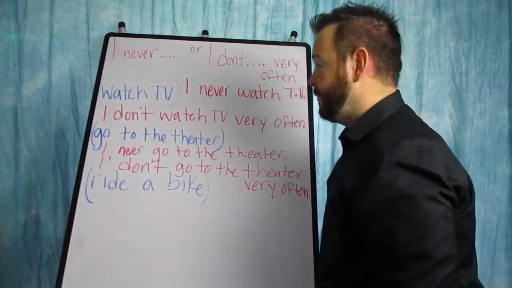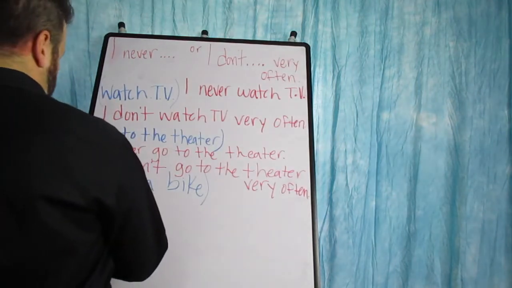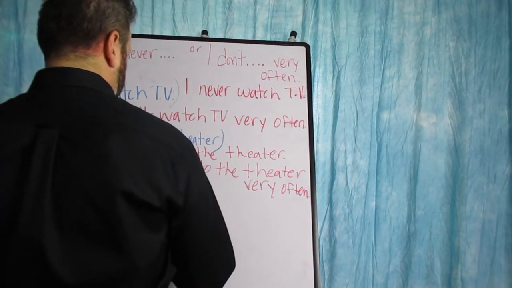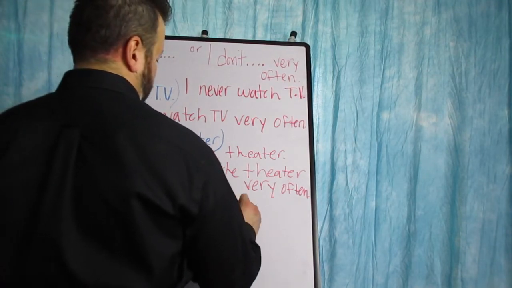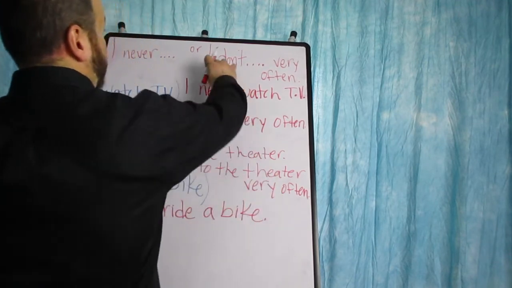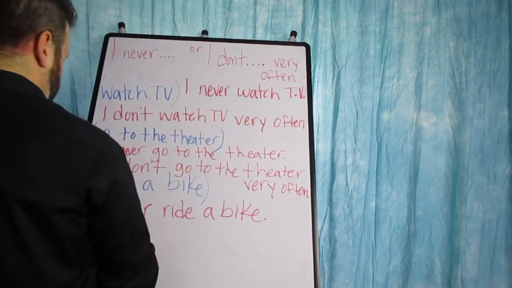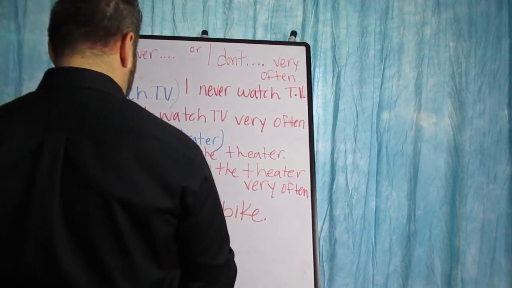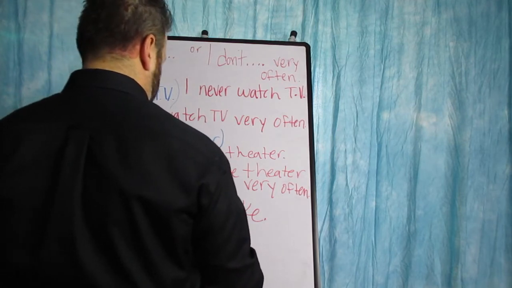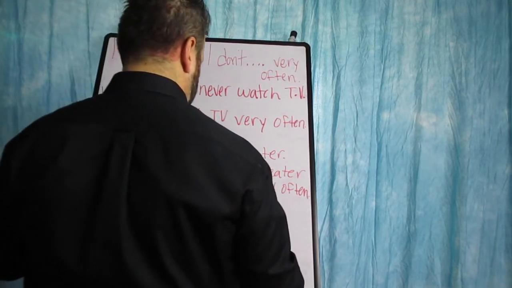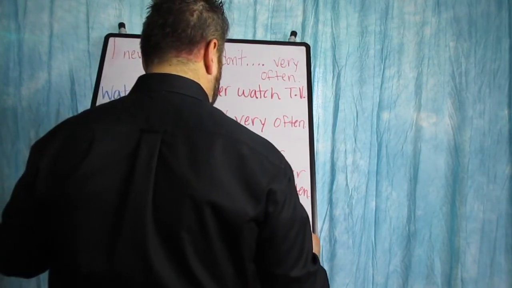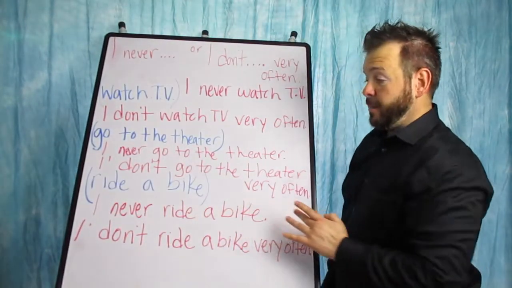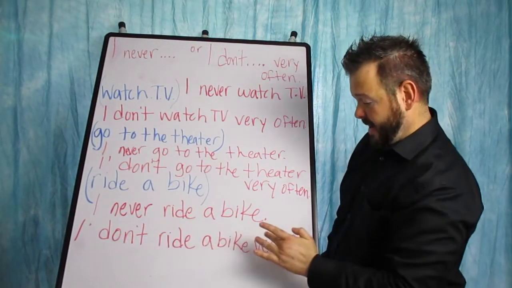So, ride a bike. I never ride a bike. And then use I don't. I don't ride a bike. So, I never ride a bike, and I don't ride a bike very often.